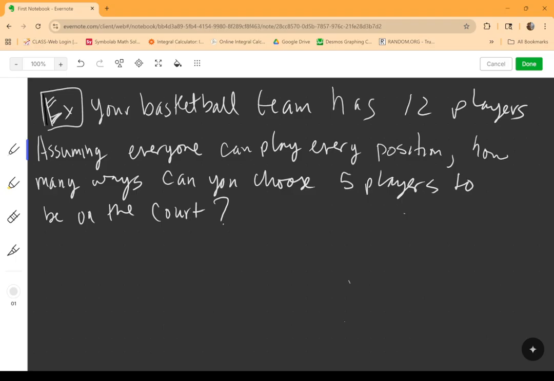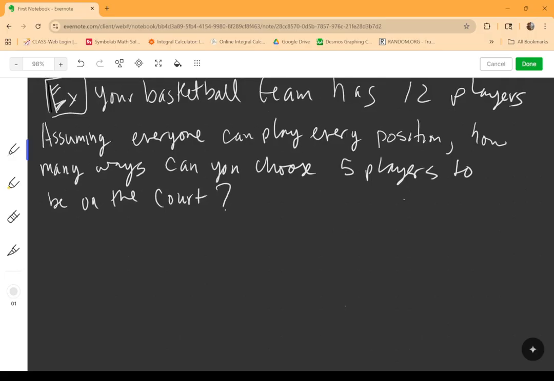Now, again, is this asking for just a way we can put 5 players on the court, or do we want to fill out the different positions for these 5 players, and how many ways can I do that? If the question is simply to choose 5 of these players to be on the court, then I don't really care about the position that each one of them is playing. Then that becomes one of our choose questions. So it's just a set.